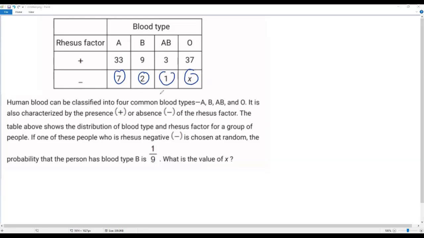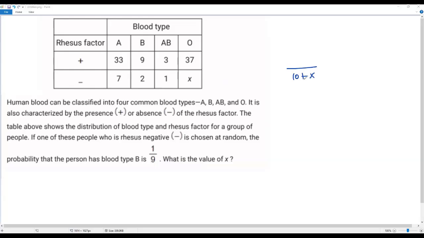and X. So when I add 7 and 2, I'm getting 9. When I add 9 and 1, I'm getting 10. When I add 10 and X, I'm getting 10 + X. So the total number of people who are rhesus negative is 10 + X. So that should be written in the denominator.